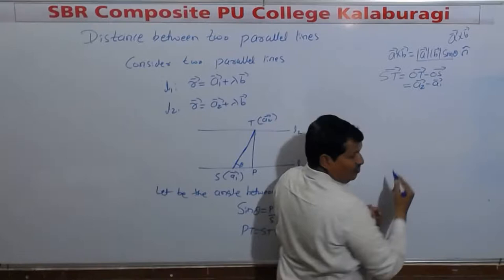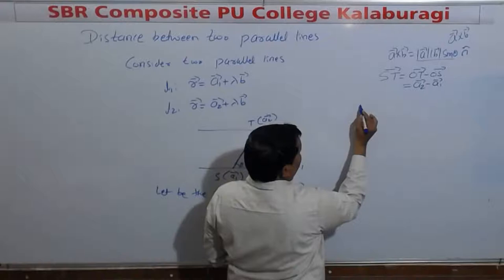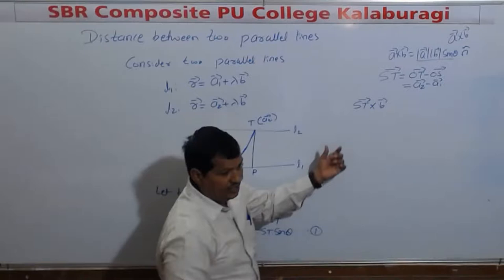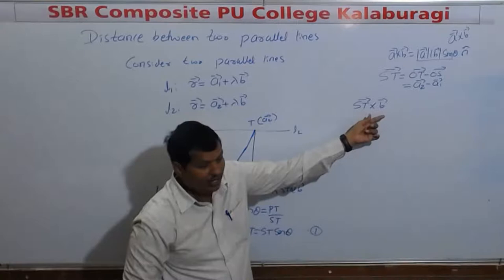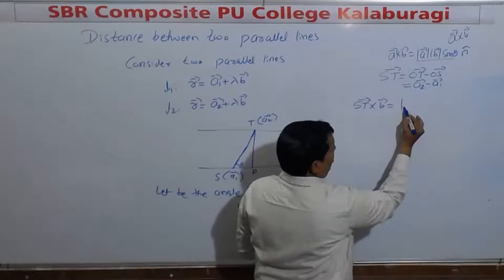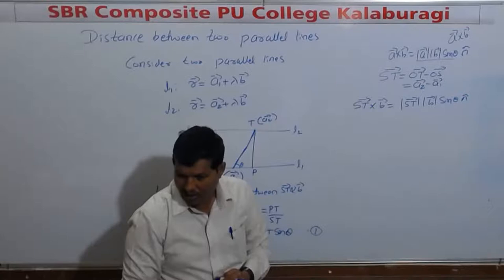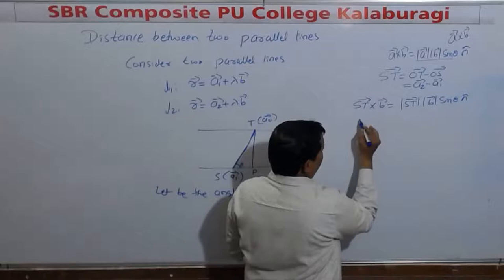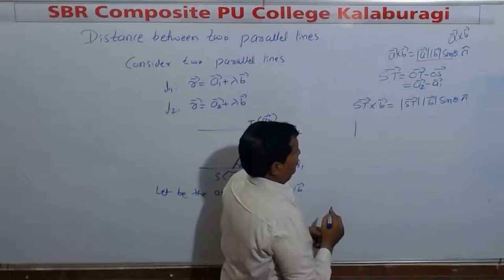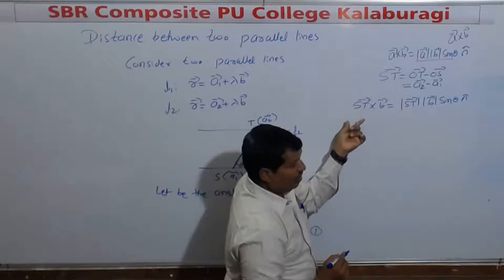Now the cross product of two vectors A cross B is this one. Therefore, see ST cross vector B. What is the cross product of these two vectors? According to the definition of cross product, this is equal to mod of ST, mod of B into sin theta into n cap. Now I want to take the magnitude. Either you can take ST cross B or B cross ST also. I want to take B cross ST, better.